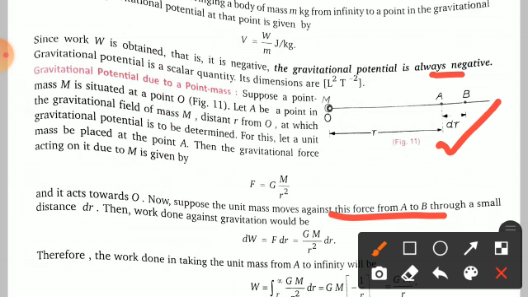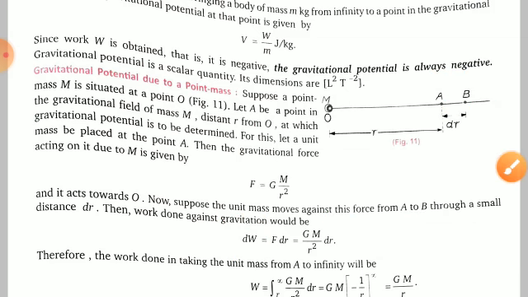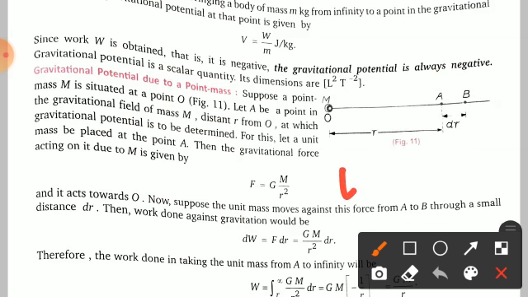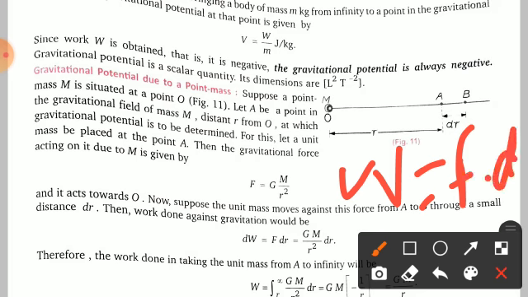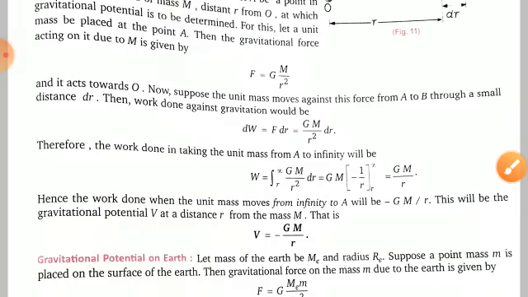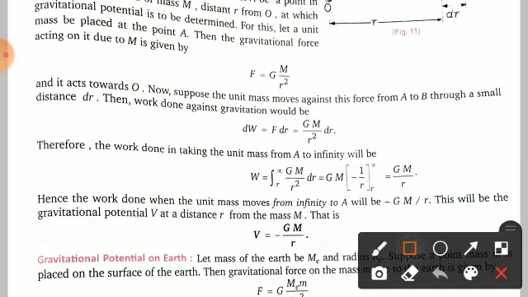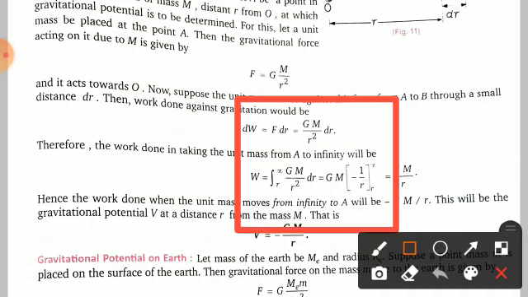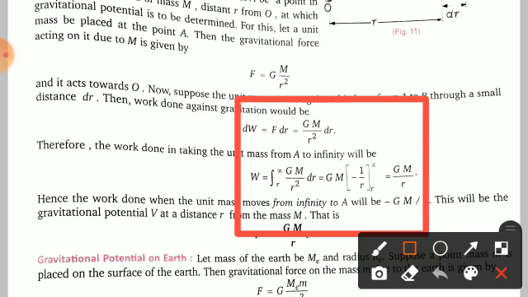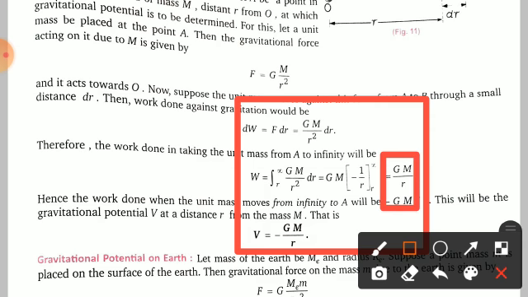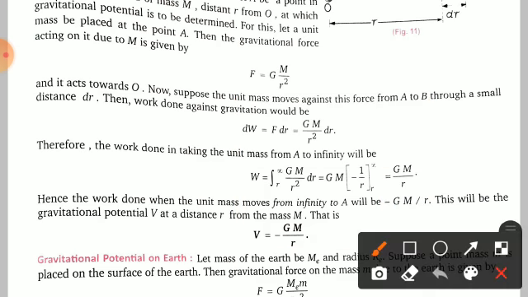As you know, the displacement is very small, so the work done is also very small. So dW equals F dr, by using the formula W equals F into d, meaning work equals force into displacement. From that formula we write this equation. If we integrate it over the limit r to infinity, you will get the relation GM by r.